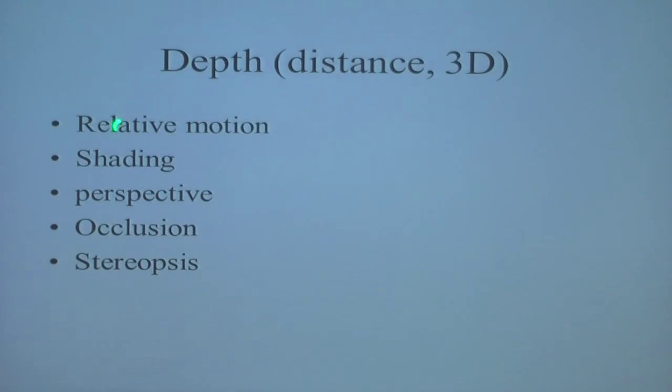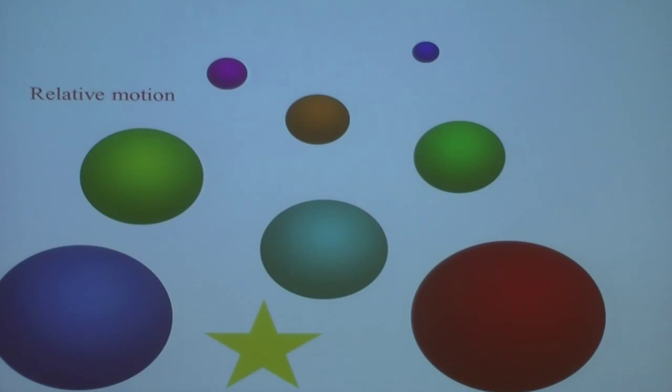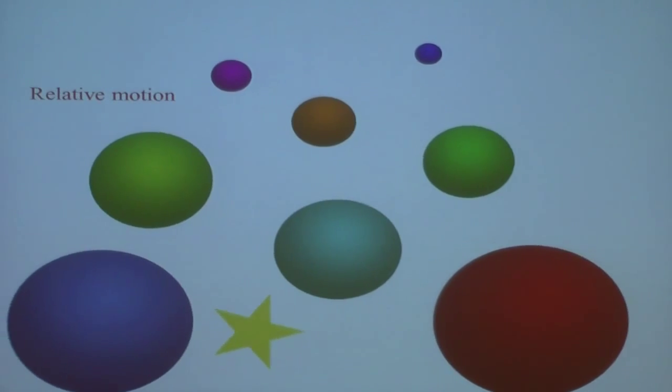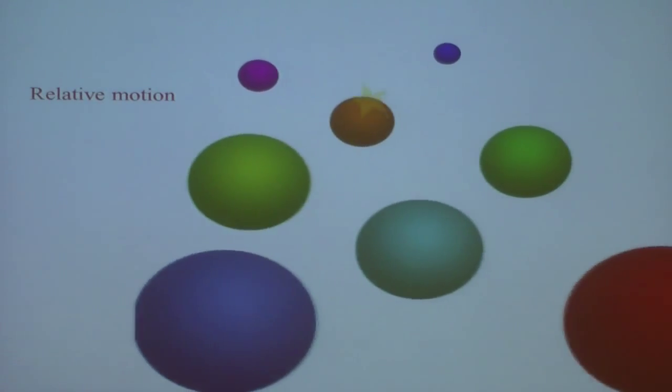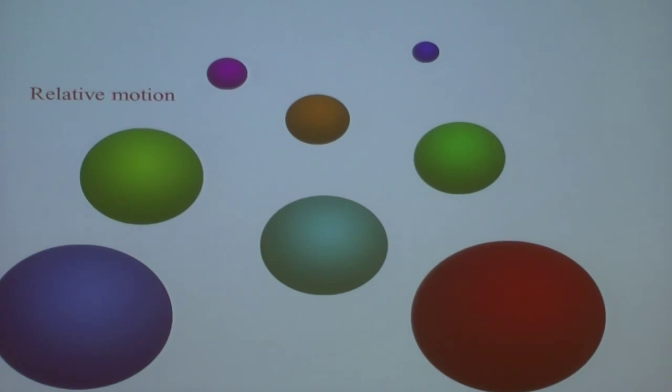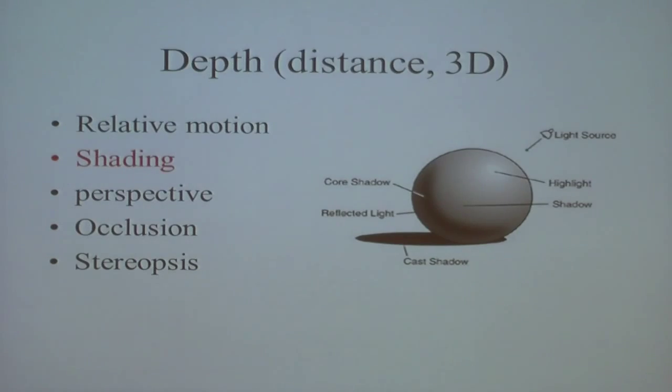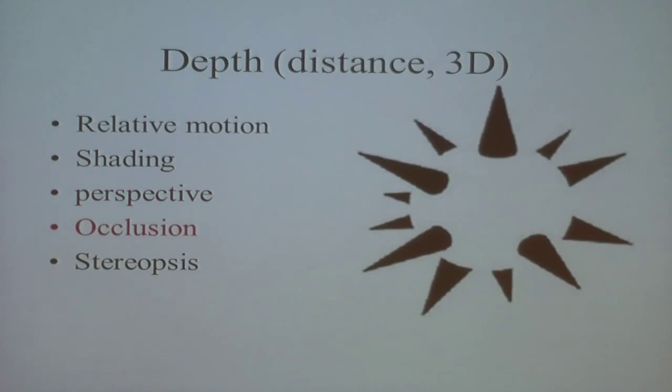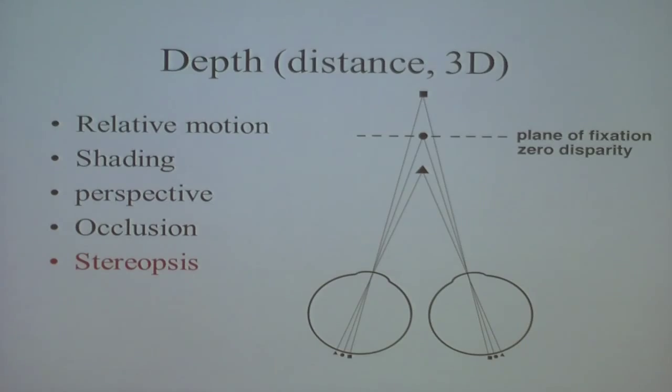And you do this by using a number of cues. You use relative motion, so things that are near move more than things that are far away. You get a sense of depth from relative motion. You get depth from shading, perspective, occlusion, what's in front of something else, and stereopsis, which I'll talk about at the end.